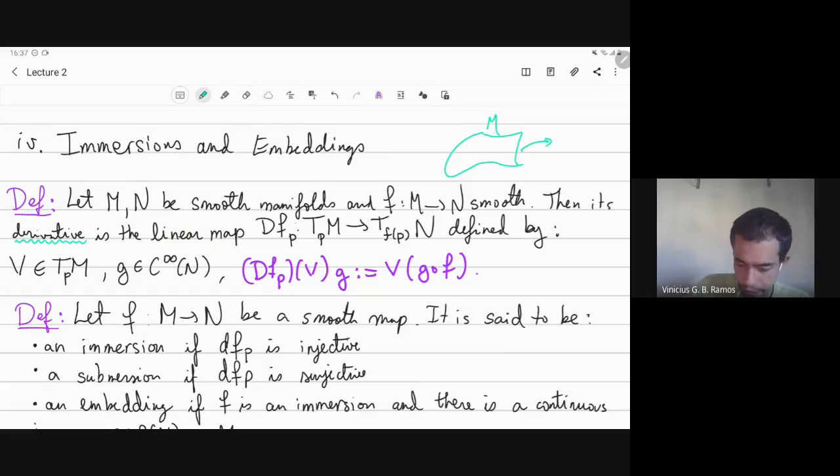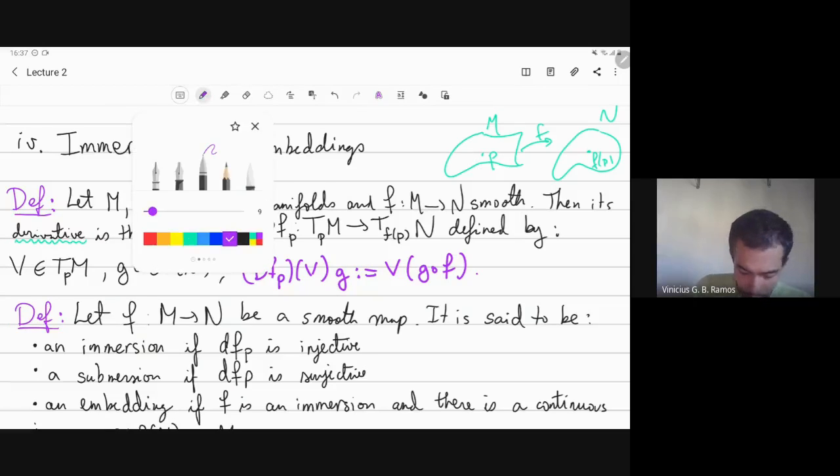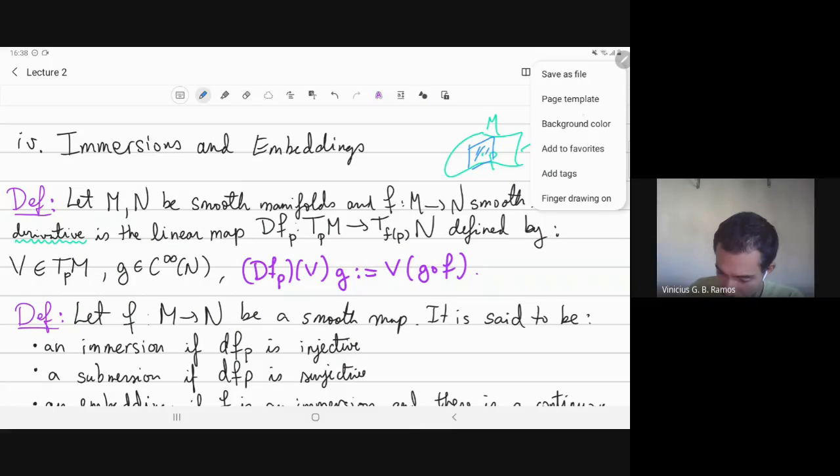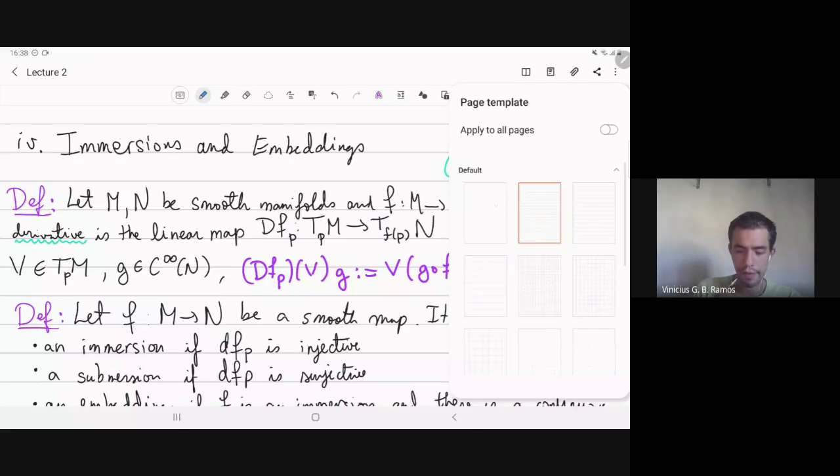and here's my manifold N, p, and f of p, then we can look at the tangent spaces, and the derivative is going to be a linear map that will take this tangent space to this tangent space. Okay, let me just remove the lines. I think it'll be easier to see.